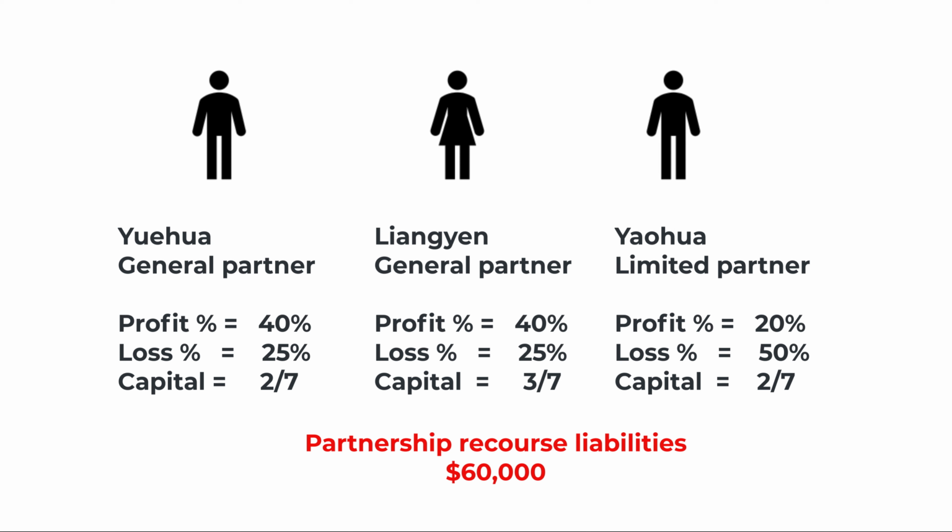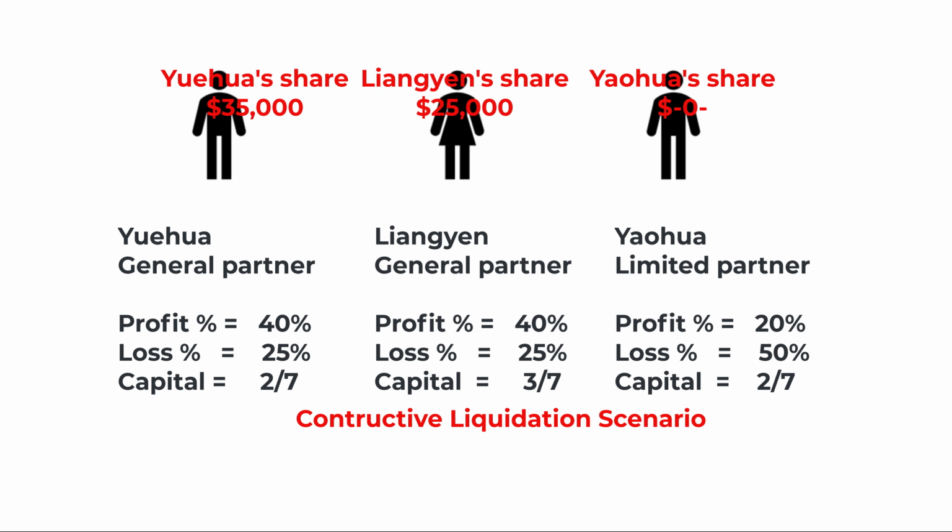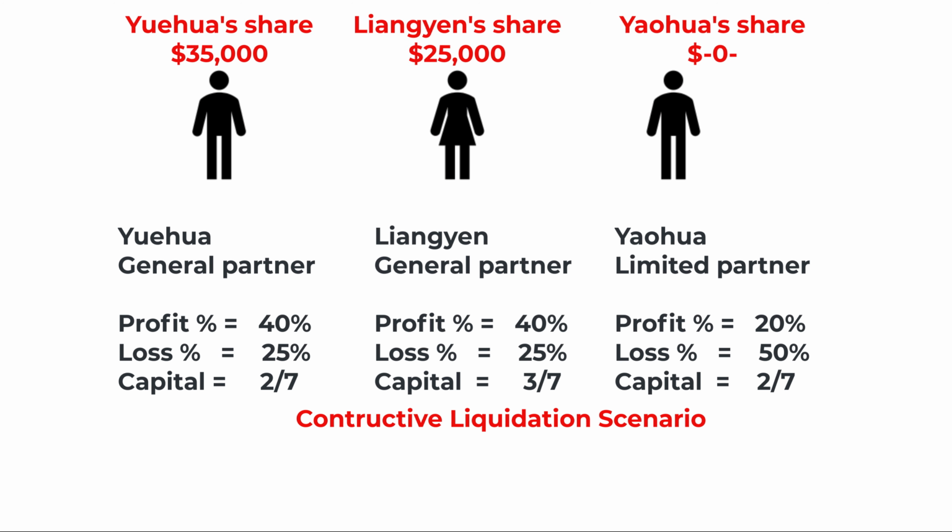This also demonstrates why we can't simply multiply recourse liabilities by the general partners' loss-sharing ratios to allocate recourse liabilities. Sometimes we would get the same answer as the constructive liquidation scenario, but sometimes we wouldn't. The only way to know for sure is to do the math required by the Treasury regulations.